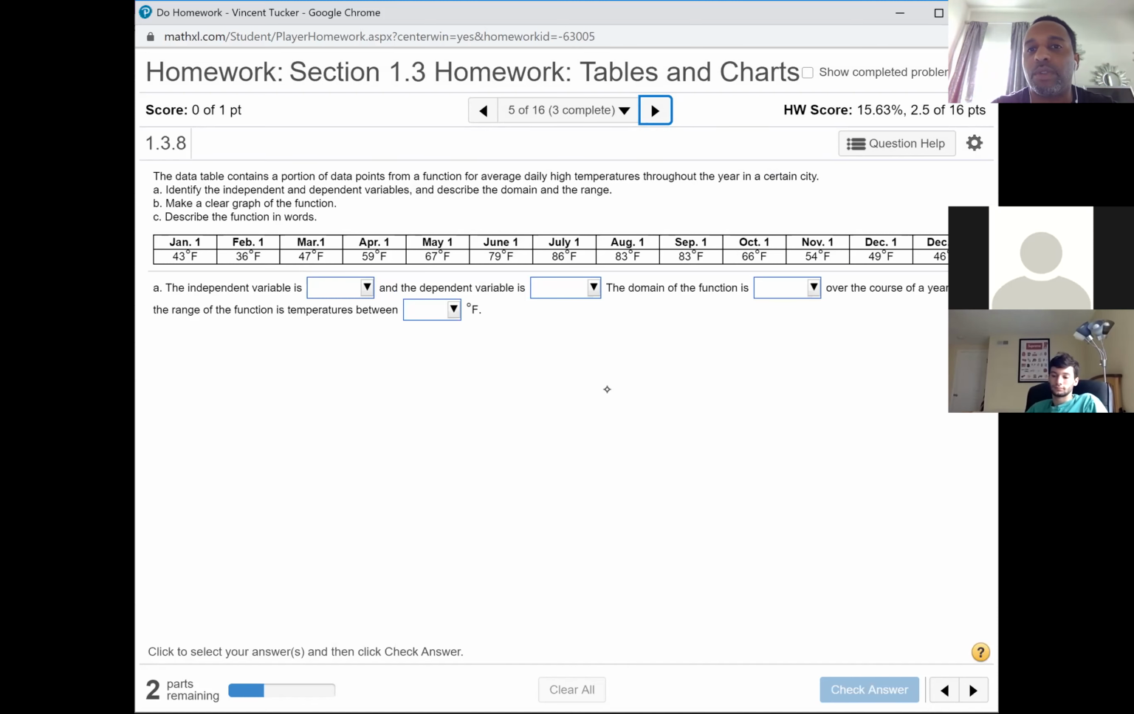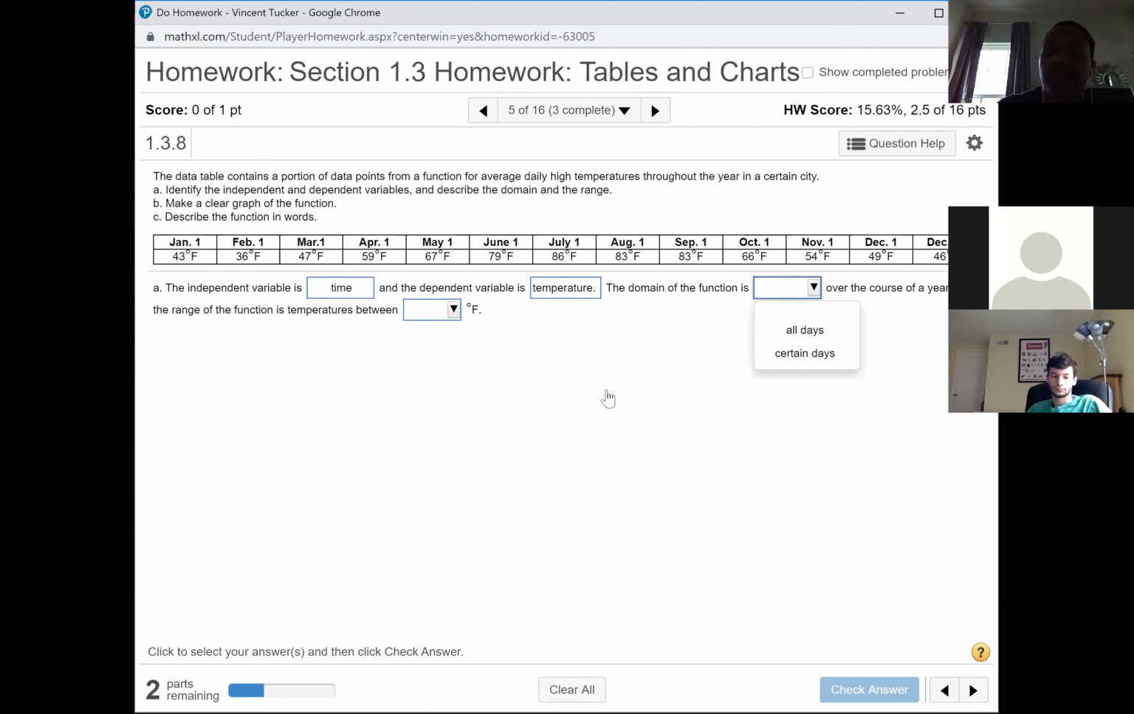I'll do this one more. Like I said, I don't want to do all your homework for you, but I'm trying to show you guys how you should be thinking when you go into these assignments. The data table contains a portion of data points from a function, daily temperature. Your independent variable is at the top, which will be your time. And based on what time of year it is, you will have a certain temperature. So that would be your dependent variable. Your temperature is dependent on the time of year that you're dealing with.